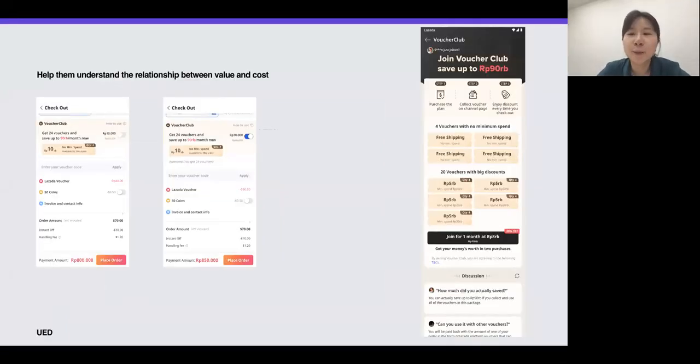So this is a product we have in Malaysia and Indonesia, and we're also rolling it out for different ventures, called Voucher Club. Voucher Club, by concept, is a membership selling voucher packages to customers, where you could save on every purchase. You join with the price, and you get a bunch of vouchers, and in each checkout you can use one of them.